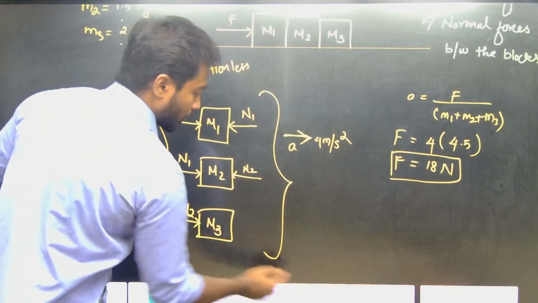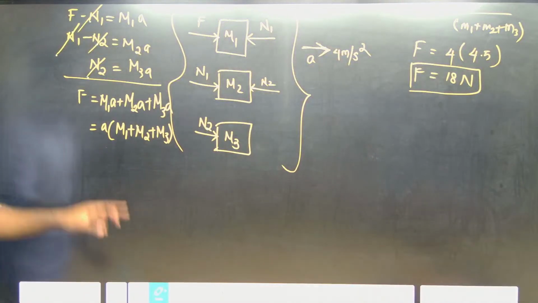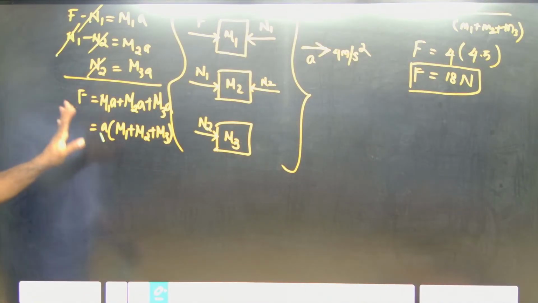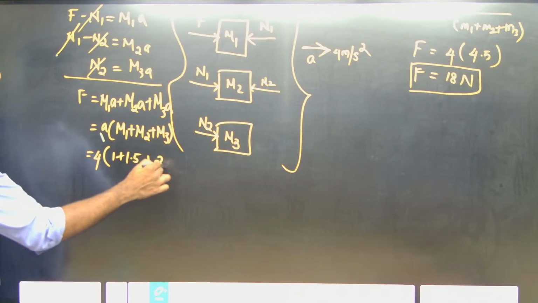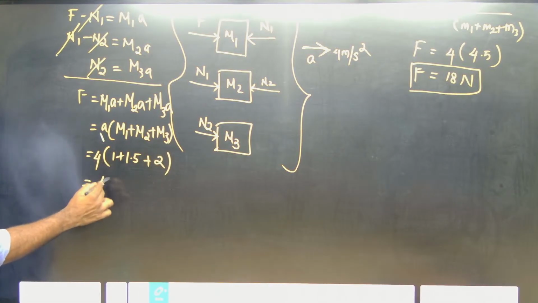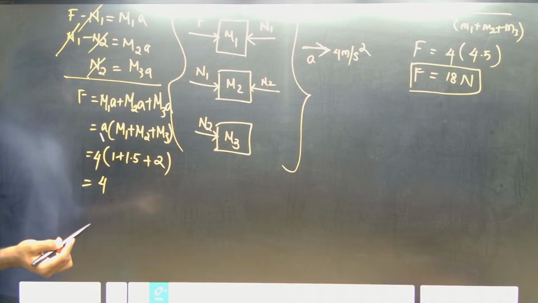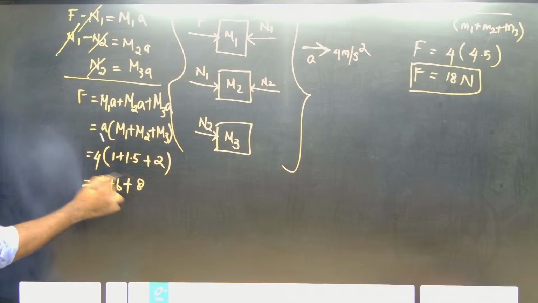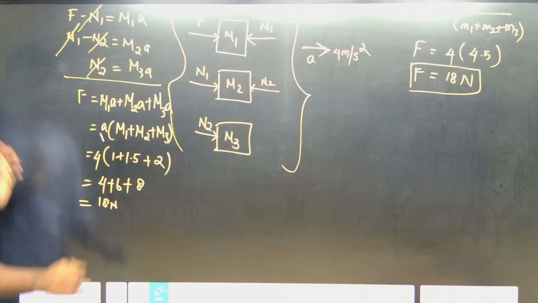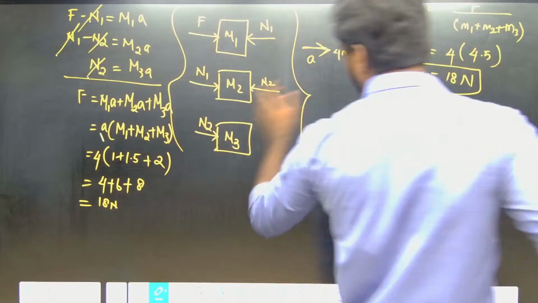What I will do here now? I need to find this only. So F equals 4 into (1 plus 1.5 plus 2), which is nothing but 4 into 4.5, which is 4 plus 6 plus 8, so 18 Newton. Am I getting the same answer? We are having the same formula.